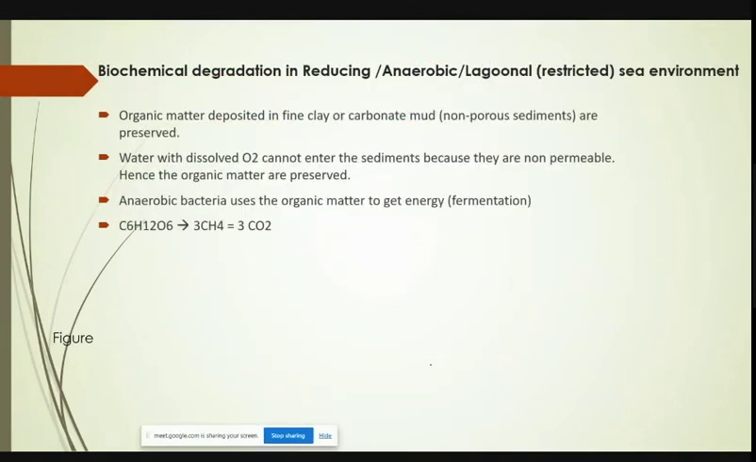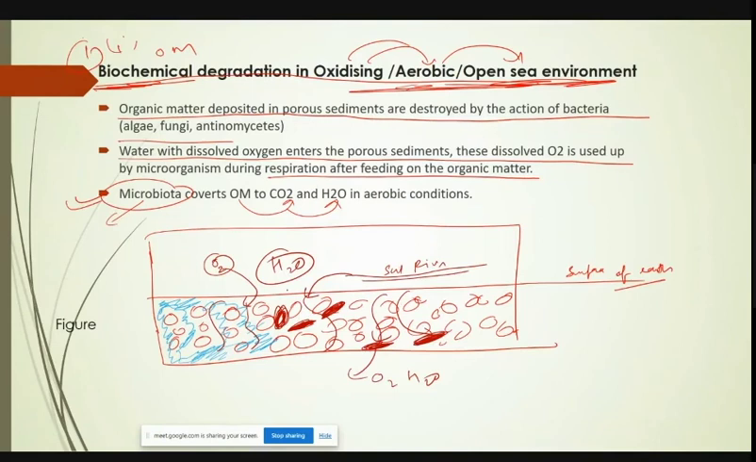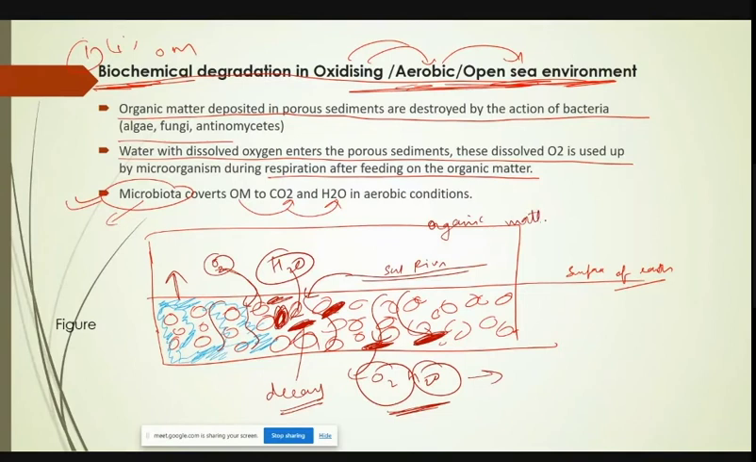The reason is that these sediments are porous, so the oxygen and water from above the surface of the earth can enter the pores of the sediments. And if they can enter the pores of the sediment, they can decay the organic matter present in the sediment. As a result of which, organic matter will not be preserved in porous sediments. Write it down. This is a very important step.